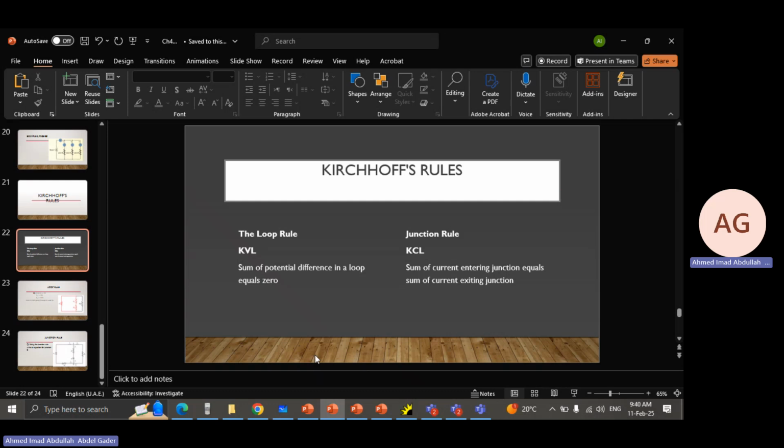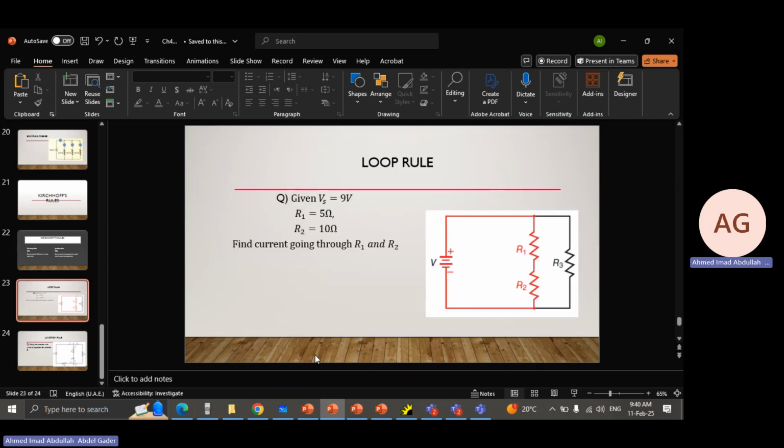We have two rules. The loop rule, which is the sum of the potential differences in a loop equals 0, and the junction rule, which is the sum of the currents entering the junction equals the sum of the currents exiting the junction. So over here, if we apply the loop rule, this is a loop in red. We have three loops here, L1, L2, and one which goes all the way around, L3.